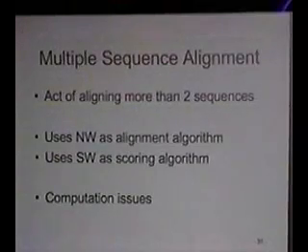Multiple sequence alignment is basically the act of aligning more than two sequences. It uses Needleman-Wunsch as the alignment algorithm and uses Smith-Waterman as a scoring algorithm. The problem with this is there's computation issues.